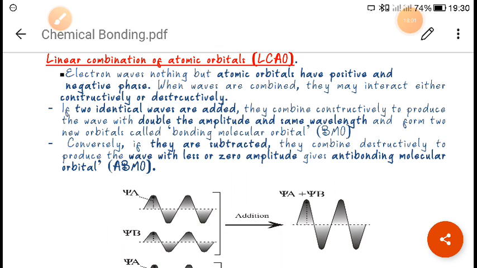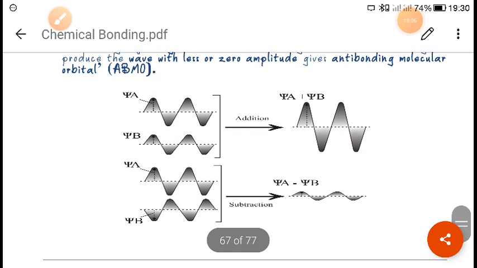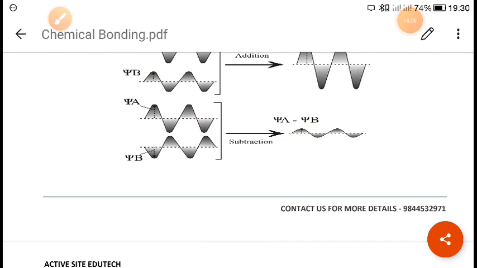Now we will discuss the relative energy of molecular orbitals. When we talk about the energy of the molecular orbital, it will depend on some factors. What are the factors? The nature of the atomic orbitals from which it has been formed, and the extent of overlapping between the two atomic orbitals forming the molecular orbital. These are the two major factors on which the energy of the molecular orbital will depend. So we will see this.